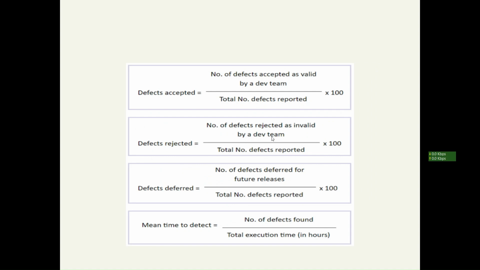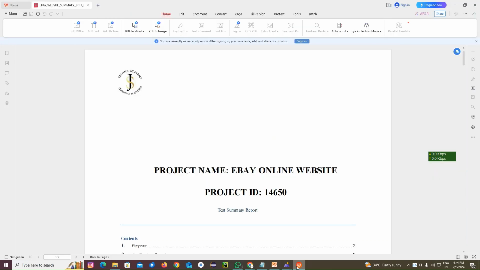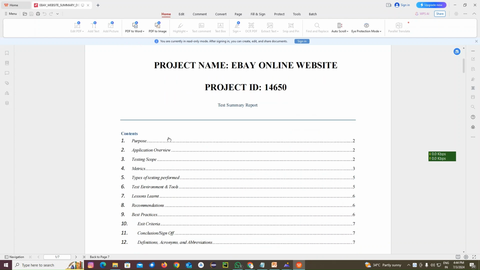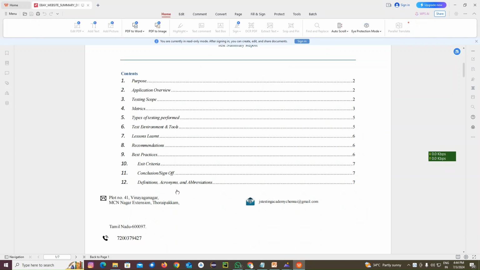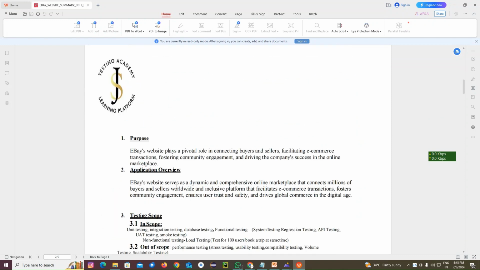Okay, so this is about the test closure. We'll also prepare a test summary report. At the end of testing we prepare a test summary report, where we keep the contents: table of contents, purpose, application overview, testing scope, metrics, types of testing performed, test environment, lessons learned, recommendations, best practices, exit criteria, conclusion, definitions, acronyms and abbreviations. All these things will be there in the contents.